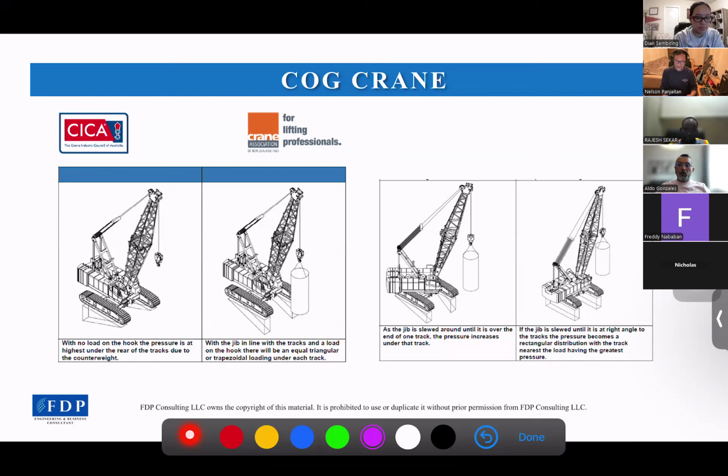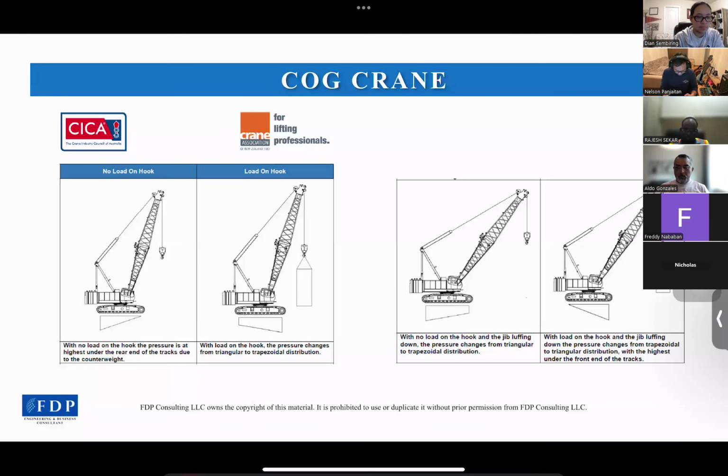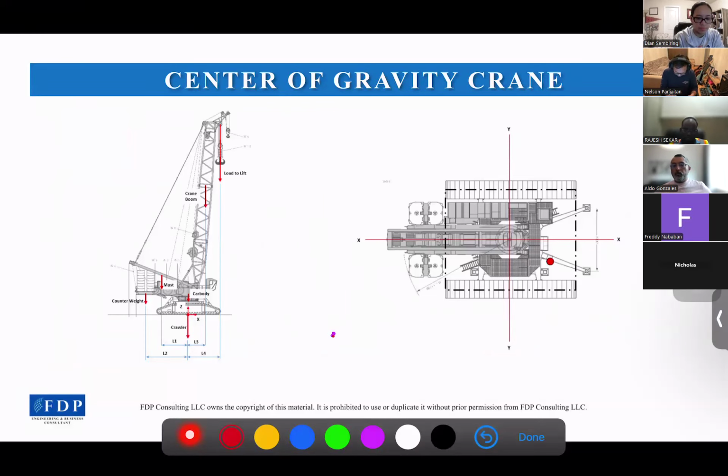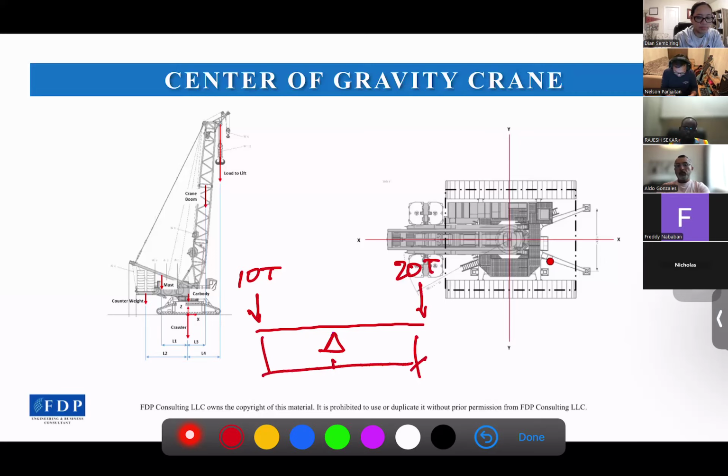Now let's see how a seesaw works. I will show you. Everybody knows a seesaw, right? So if we have a seesaw here, let's say we have 10 ton here, and 20 ton here, and the distance here is 1 meter, and this is 2 meters. Now we want to get the COG. Where is the COG located?